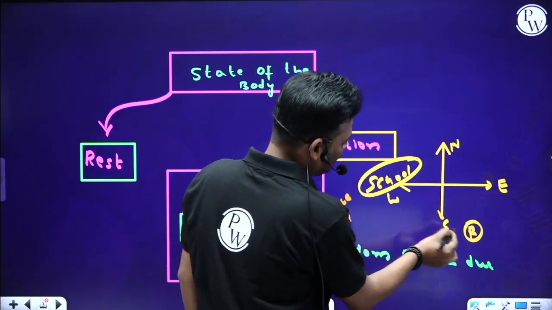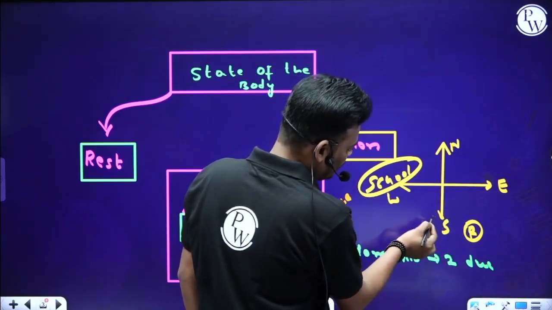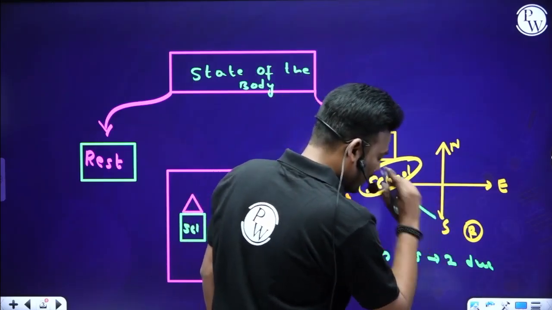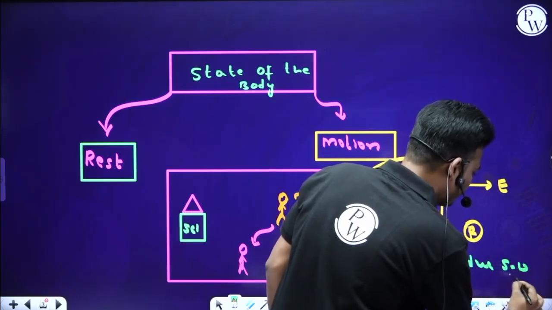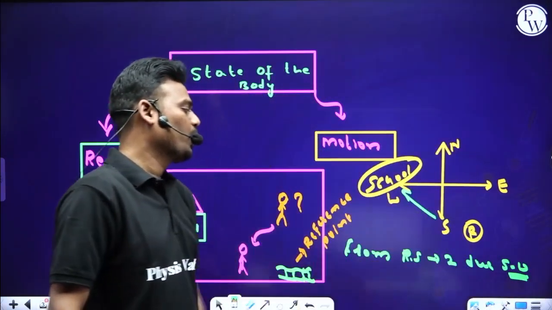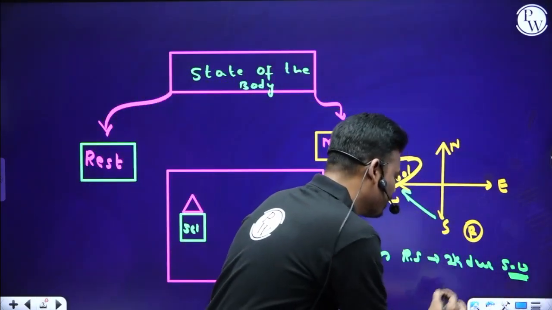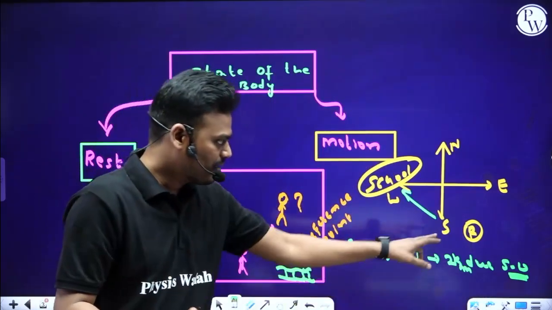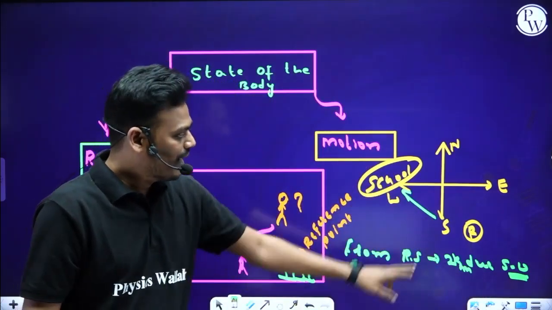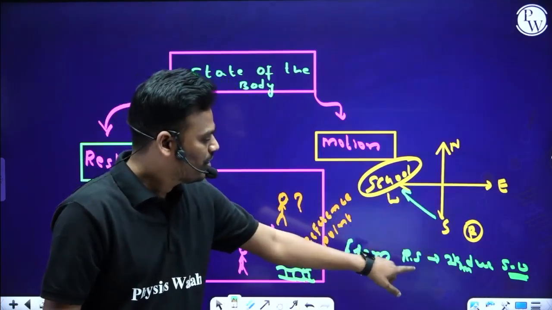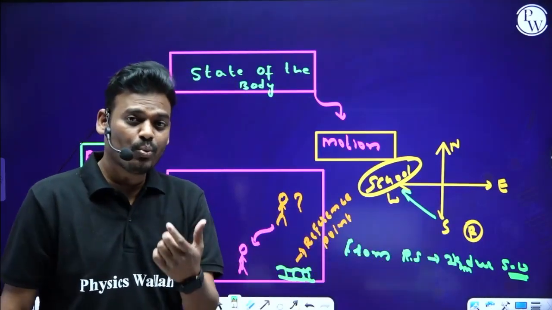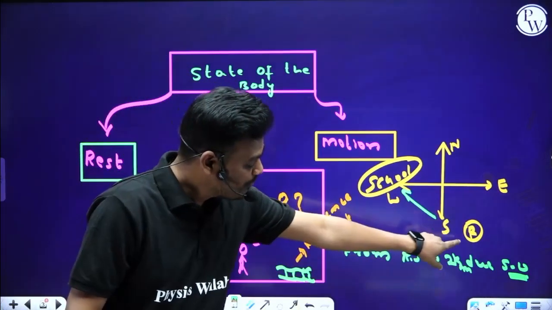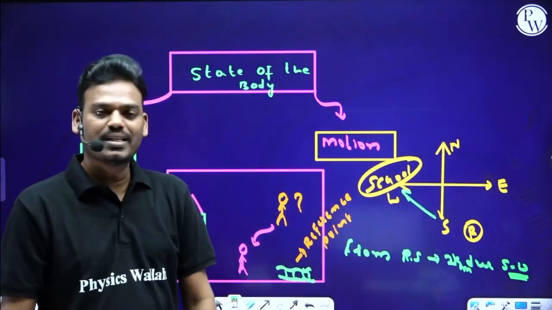What is the direction of this from the railway station? This is the direction. So you'll say southwest. So from the railway station, it is 2 kilometer. Yes, it is fine. The distance is 2 kilometer. It is away from the railway station by about 2 kilometer. But what is the direction with respect to the railway station? That is the southwest direction.